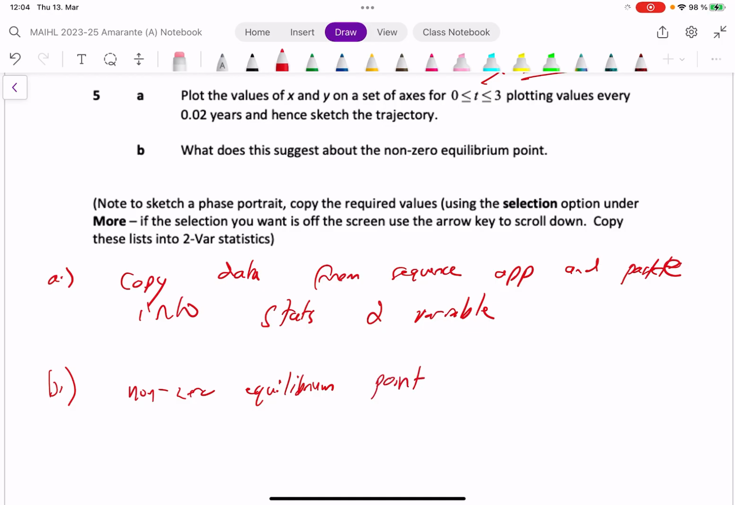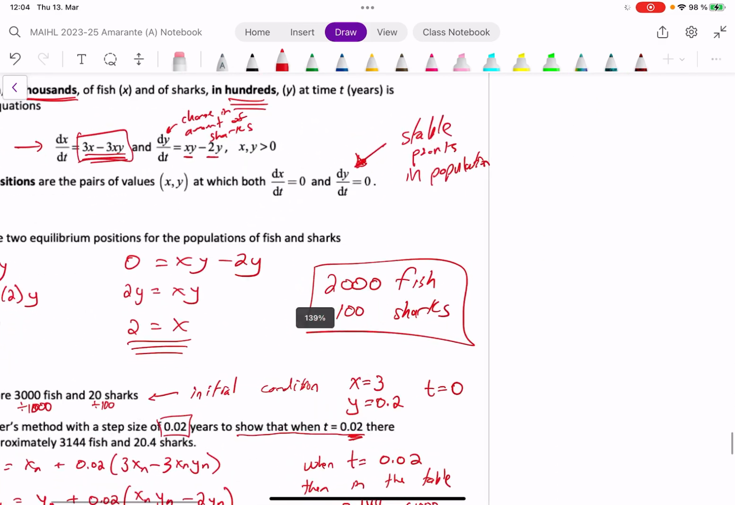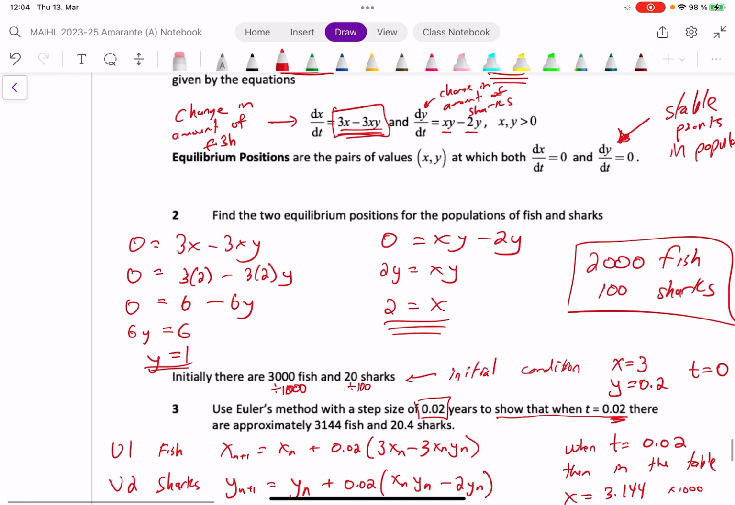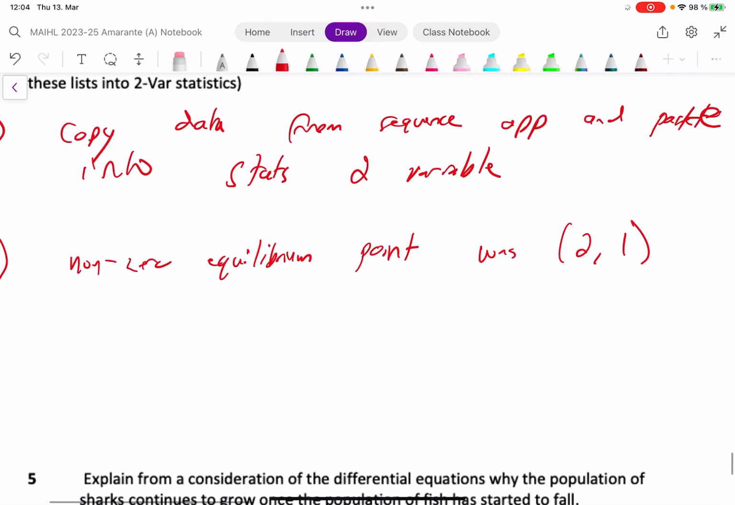That non-zero equilibrium point that we found before was 2, 1. Let me double check. Yes, when x was 2, y was 1. That's 2,000 fish and 100 sharks, not 1,000, 100 sharks.